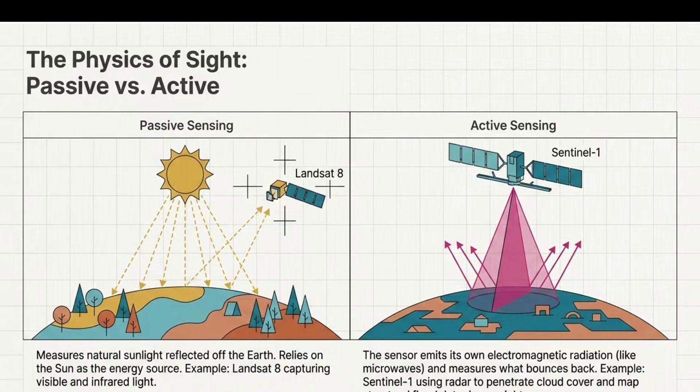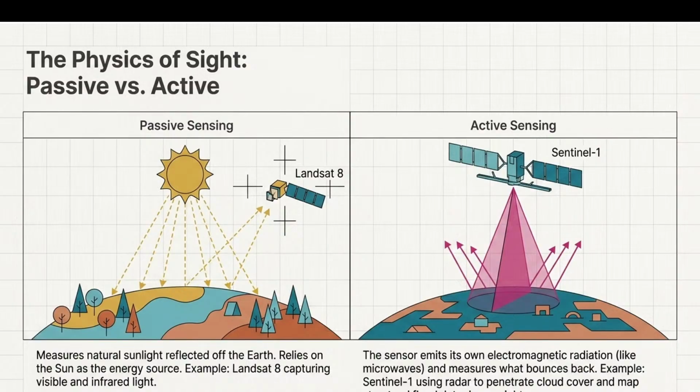Suppose this sunlight, you can see some different types of surface: trees, water bodies, or whatever different types of features, are reflected and recorded by the sensor. Landsat 8 or Sentinel-2. This type of sensor records the sunlight reflected off the Earth and relies on the sun as the energy source. So this is the main energy source. For example, Landsat 8 or Sentinel-2.